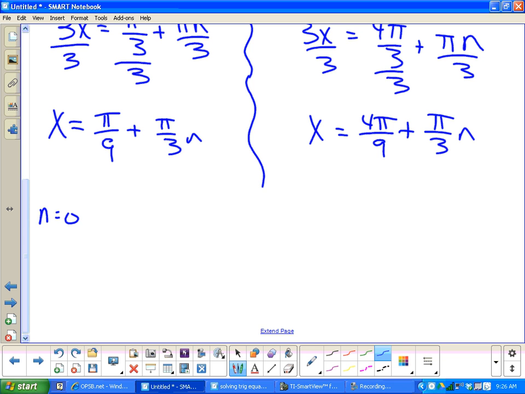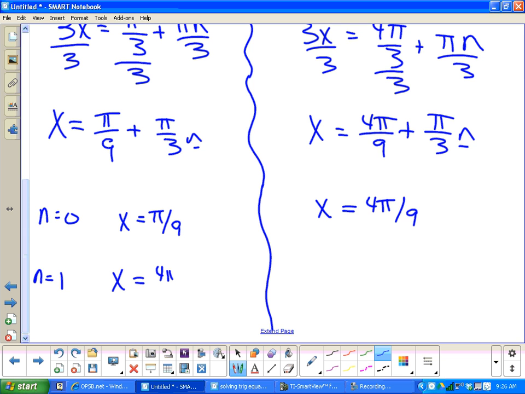N is 0. That's pretty easy. X is just going to be equal to pi over 9. If n is 0 over here, it's just going to be 4 pi over 9. Now, what if n is 1? Substitute 1 right there. So that'd be pi over 9 plus pi over 3. Now let's use a calculator. I could punch in 1/9 plus 1/3 just to get it over and done, even though I could find a common denominator. We'll be lazy. So you get 4/9, so we get 4 pi over 9.